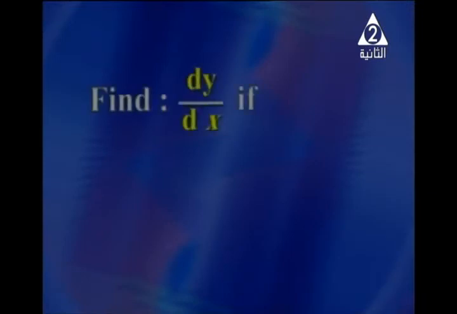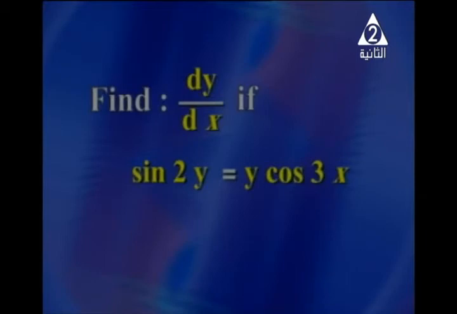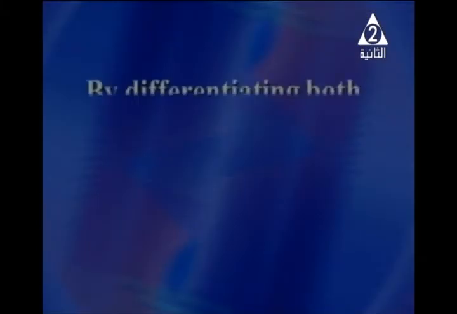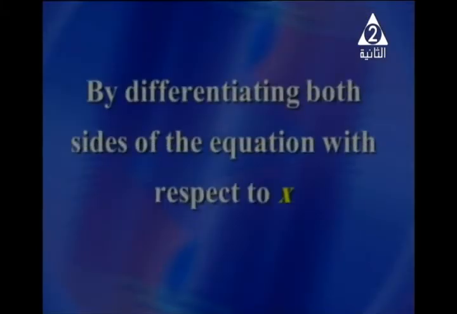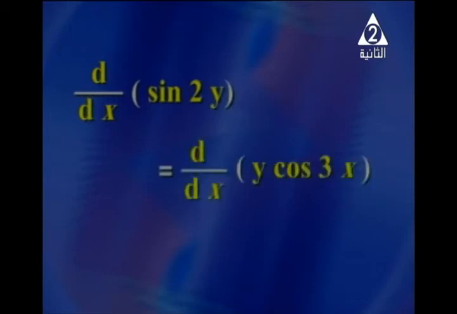Find dy over dx if sine 2y equals y cosine 3x. Remember, dear student, sine 2y on the left-hand side, y cosine 3x on the right-hand side. What is required? Find dy over dx. Look at the solution. Take the derivative of both sides of the equation with respect to x. d over dx of the left-hand side equals d over dx of the right-hand side. What is the derivative of sine 2y? Excellent, student: 2 cosine 2y.